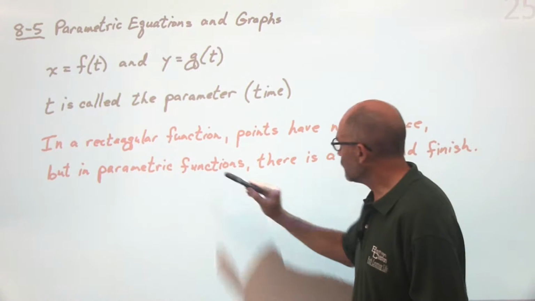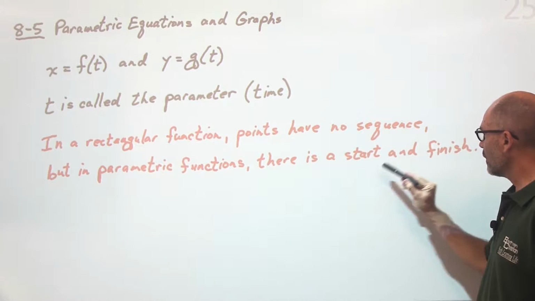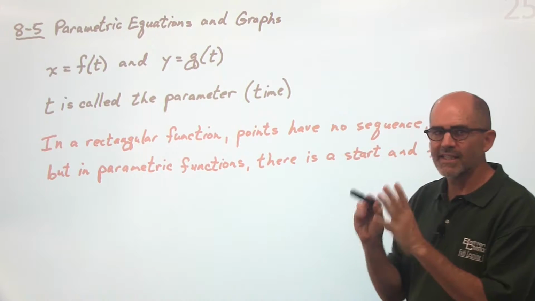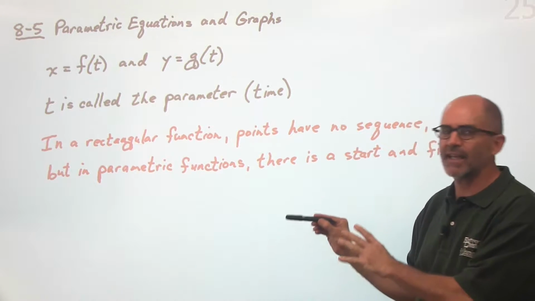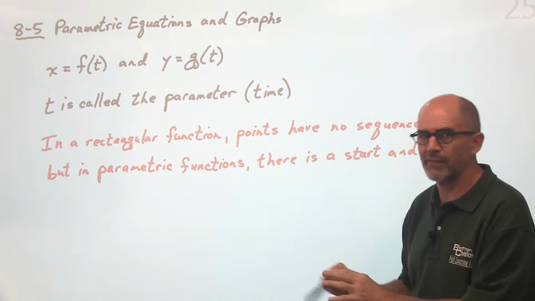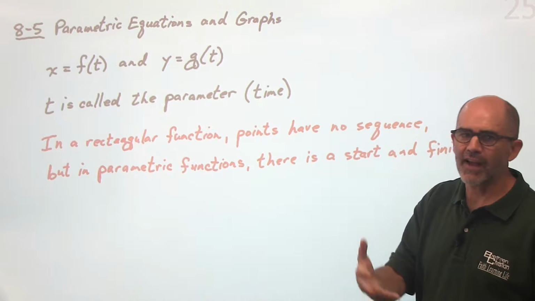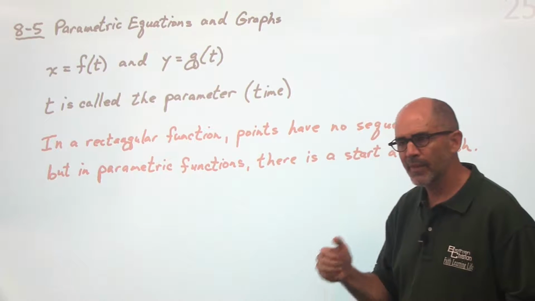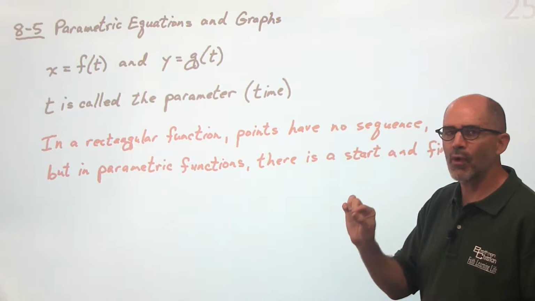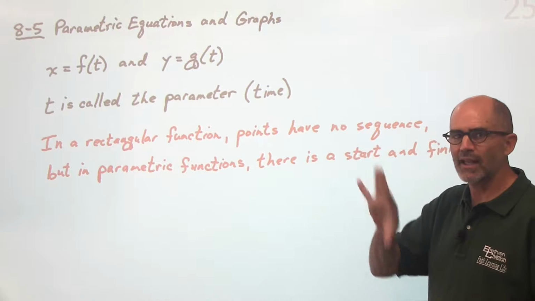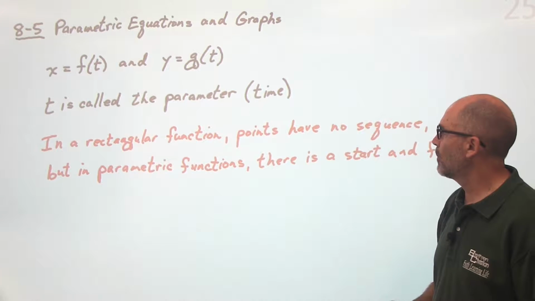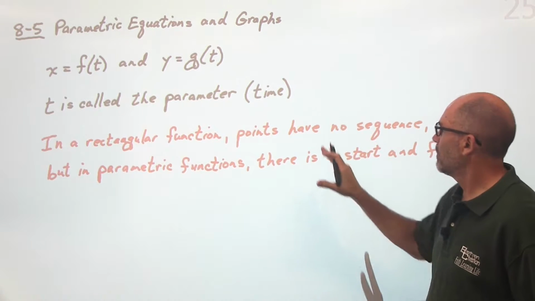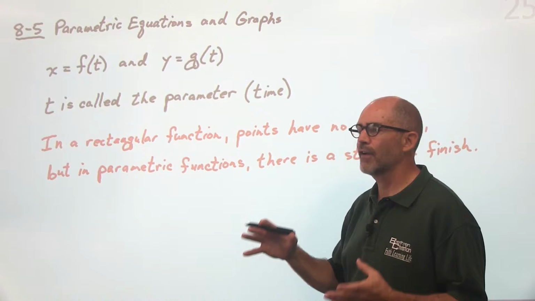But in parametric functions, there is a start and a finish and a progression from t equals 0 to t equals infinity, or t equals negative infinity to t equals infinity, or t equals some value to t equals some other value. So it's like a stopwatch starts and it finishes, and there are points that are created in between that start and finish point. So rectangular functions have no particular direction, but parametric functions have direction.